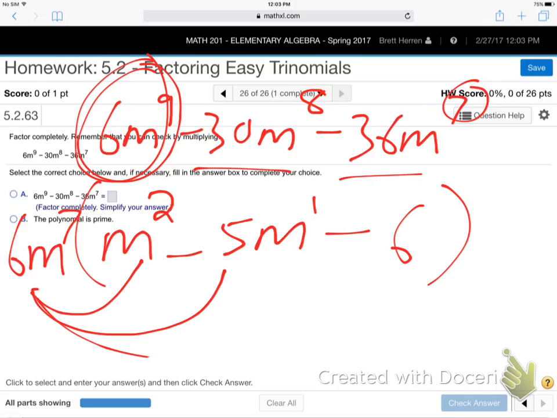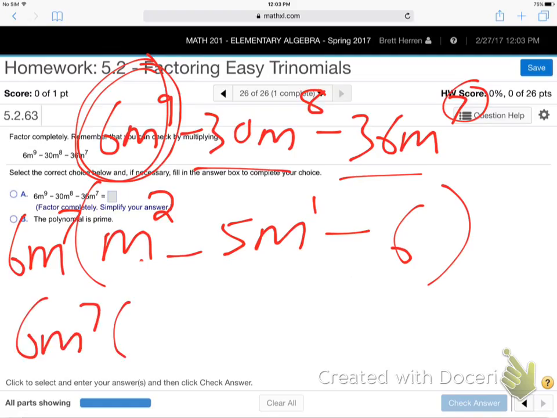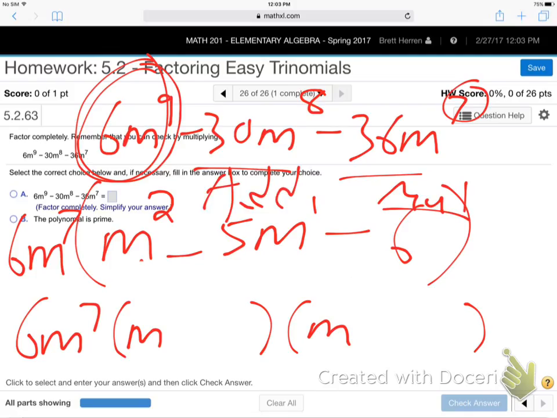Now let's do the 2 parentheses. M's in the front, because now we have to do the whole thing: what multiplies, what adds. What times what is 6? 2 and 3. How can they make negative 5? Sign in the middle goes on the bigger.